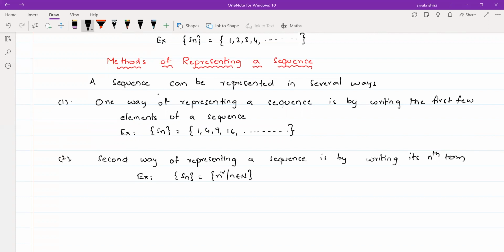Okay. So in the first example, I mean, in the first representation, we have written the first few elements of the sequence. Whereas in the second representation, we have written the nth term of the sequence. So a sequence can be represented in any way. Okay. So this is the second one. Coming to the third one.